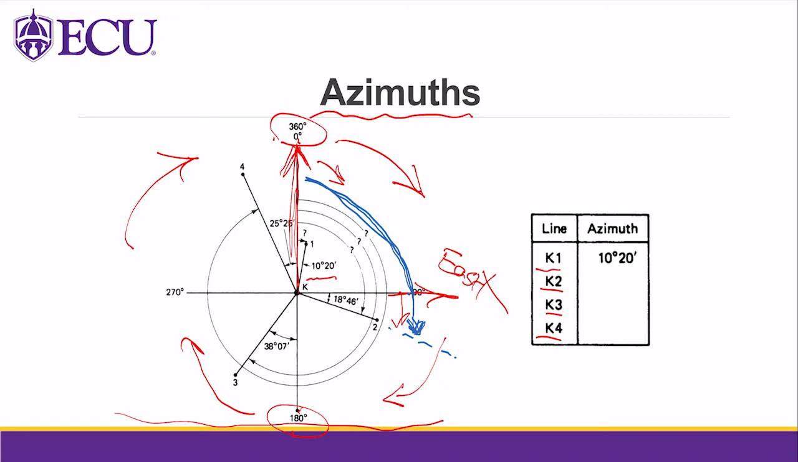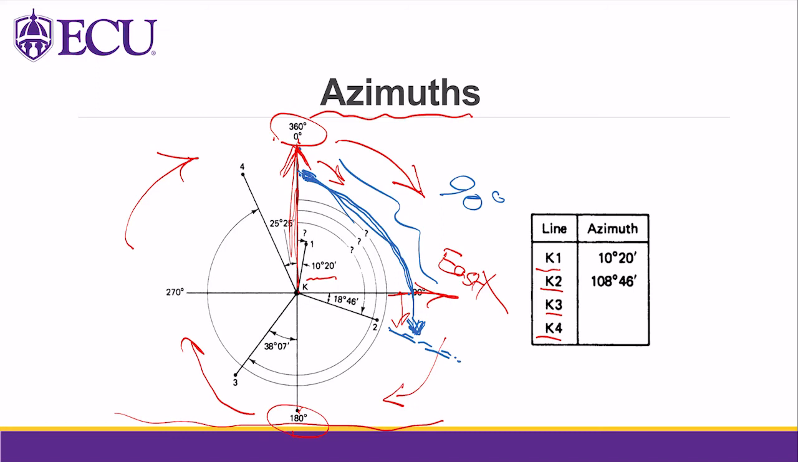And I know from 0 to 90, or the angle of the first quadrant, which is 90 degrees, I simply need to add them together to measure this angle, which is the angle from the north end of the meridian to my line measured clockwise. So I just add them together. 90 plus 18 gives me 108 degrees 46 minutes. That is K2. Very easy, straightforward.